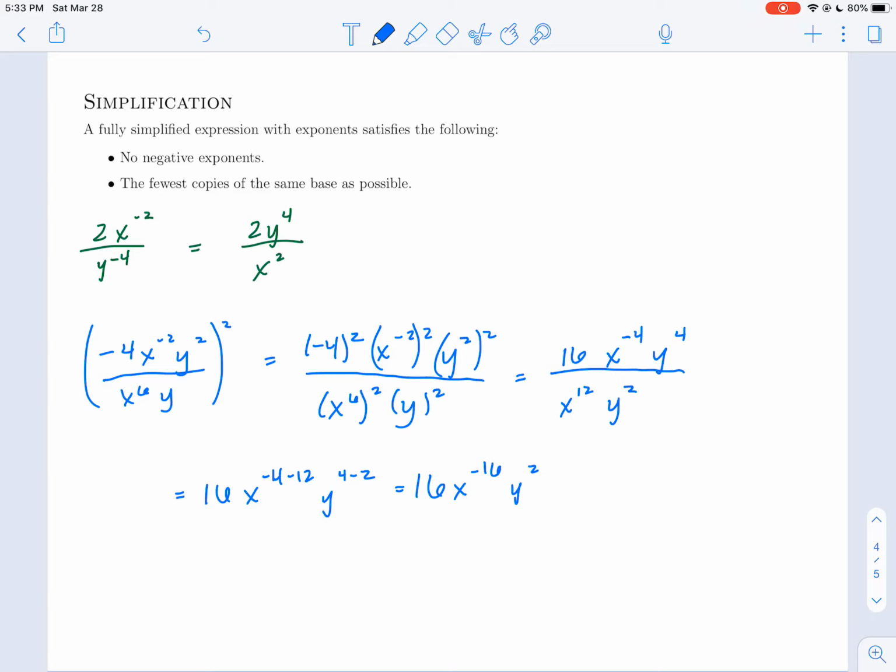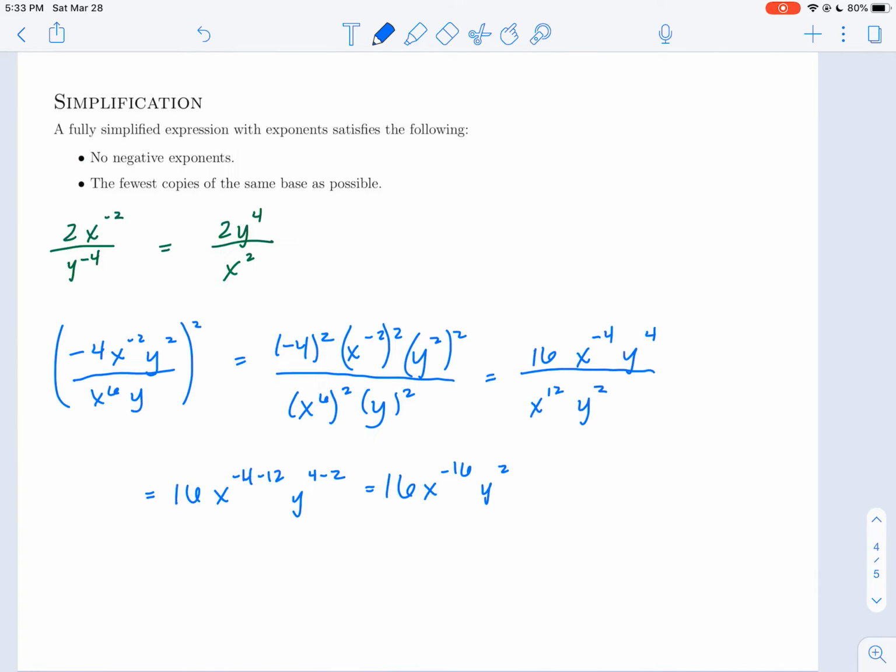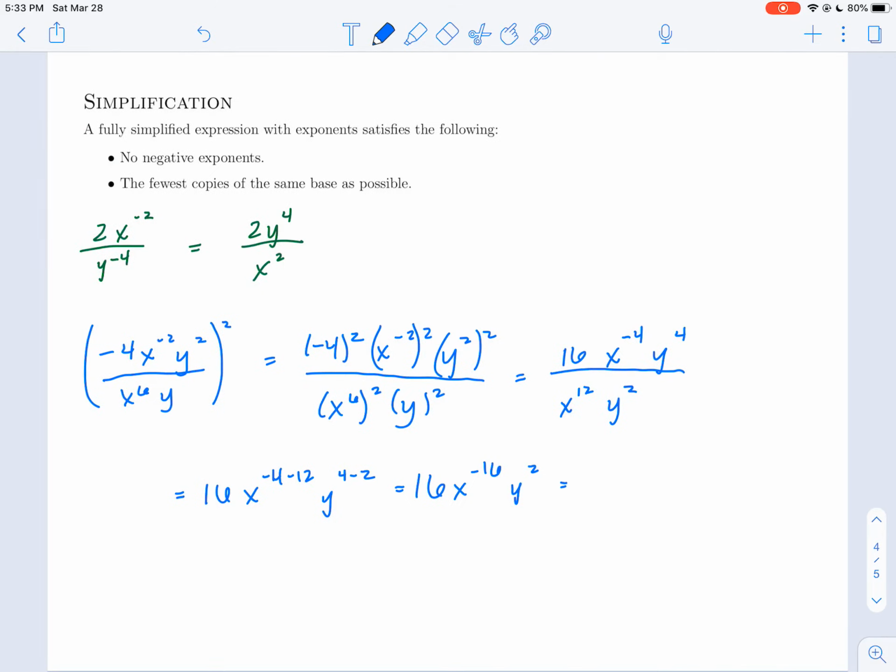All right, so now I have the fewest number of bases I can. I want to do that last rule: I want there to be no negative exponents. So I see that -16 exponent on the x, and I want to flip that down into the denominator. That'll be 16y squared left in the numerator, and that x to the 16th in the denominator. And that'll be the simplified version of that expression.